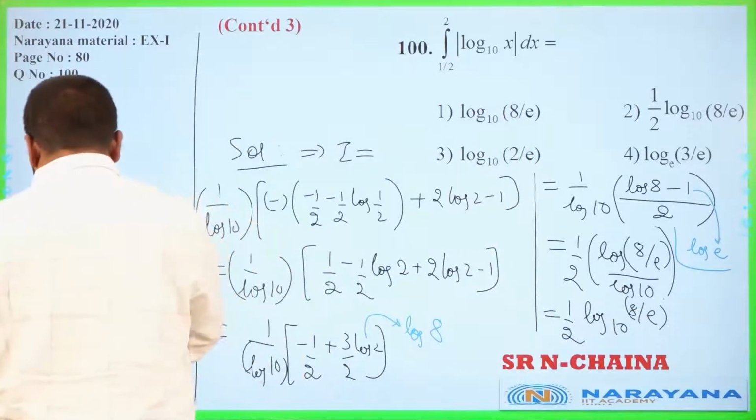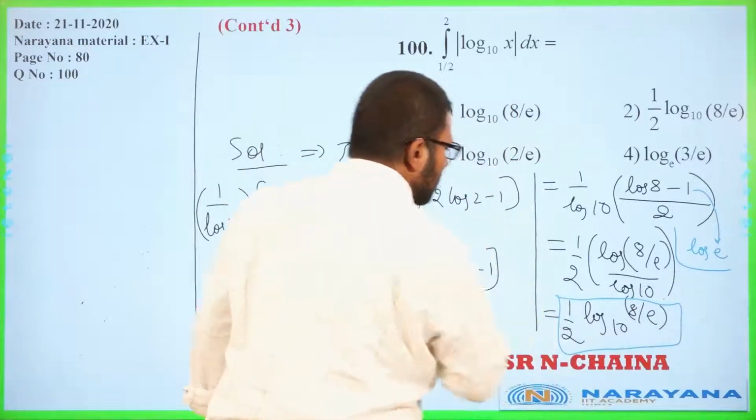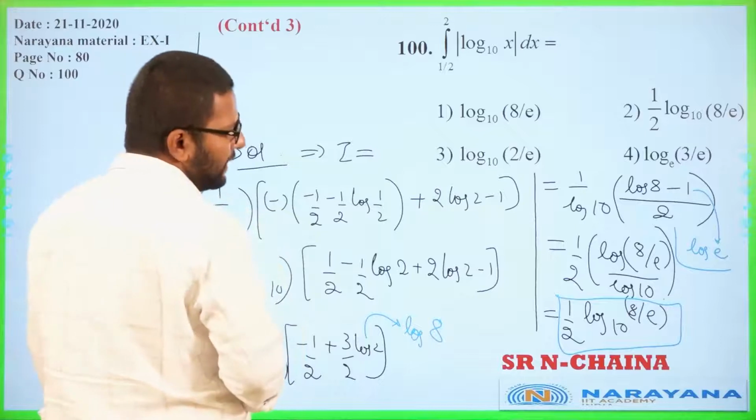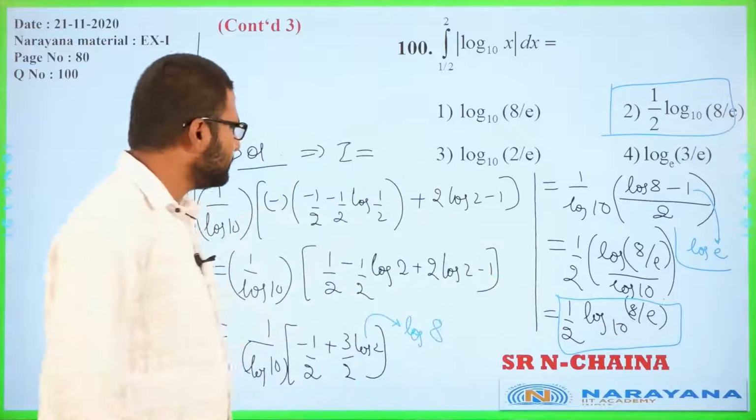Does it match any of the options? Of course it does. Half log 8 by e to the base 10. This is option number 2.